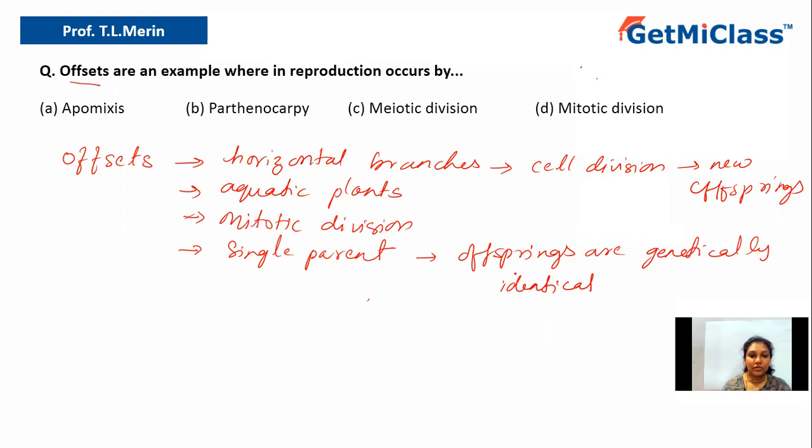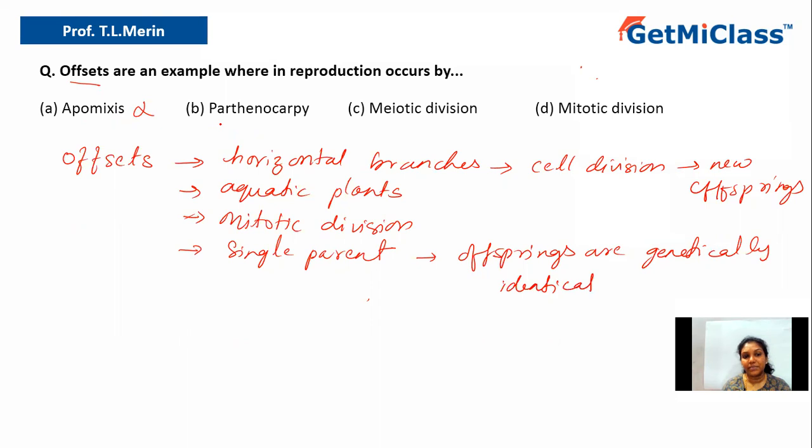So let us look at the options now. Option A says apomixis. So what do you understand by apomixis? Apomixis is a process where seeds are formed without fertilization. For example, in case of grass, there are many grass species where seeds are formed without fertilization. That is what is apomixis. So offsets are nowhere related to apomixis. They don't form by apomixis. They just form by simple mitotic cell division. Hence, apomixis is ruled out.